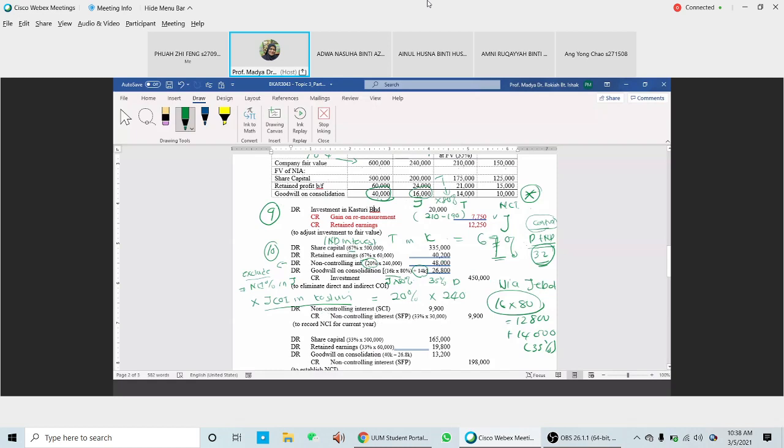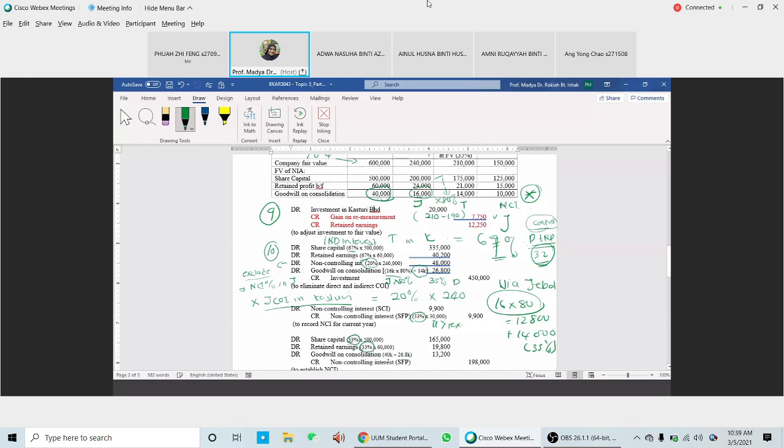Share of the profit for the NCI. NCI has 33%. 33% times the profit for the year, profit after tax. So you're going to have 9.9. And then the last one, we're going to record for the NCI. So NCI share capital 30%, the same as this one.